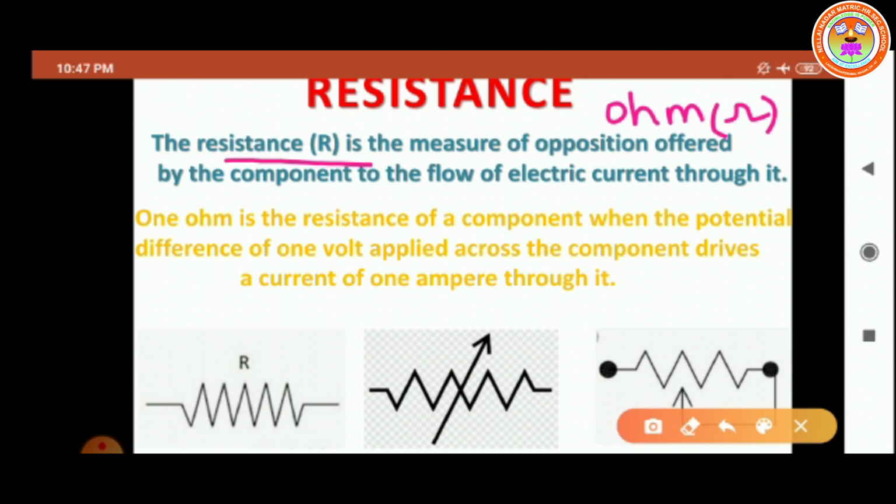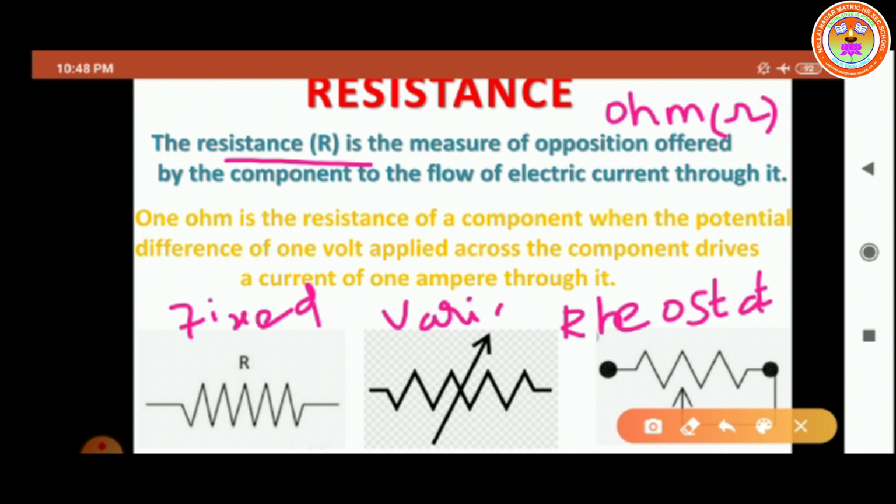The resistors can be classified into two types also. One is a fixed resistor. See the first diagram. This is a fixed resistor. And this is a variable resistor, or we have to call this a rheostat. So the resistors are classified into two types: one is the fixed resistor and the second one is the variable resistor.